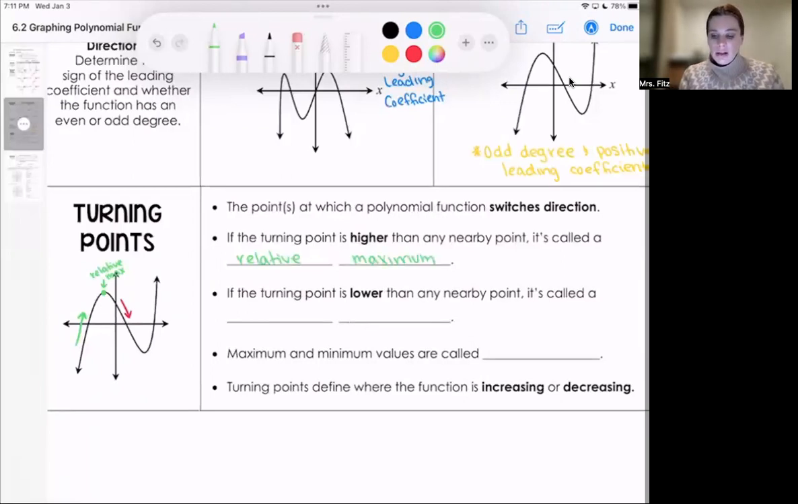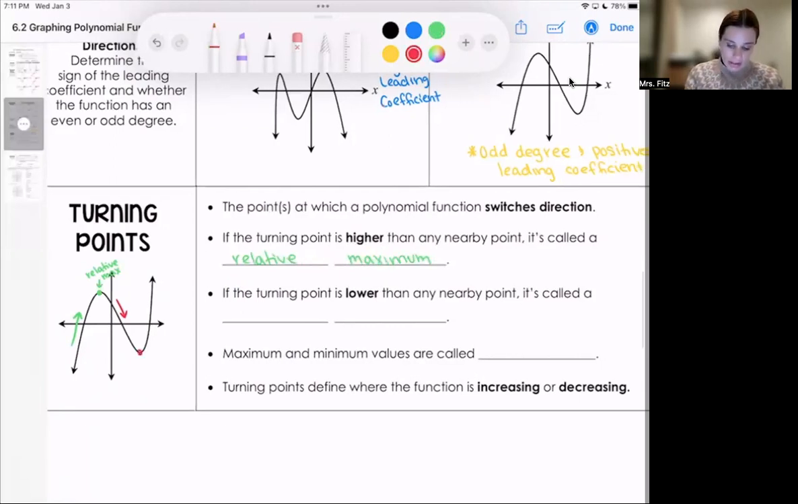Now over here, you notice down here, it changes actually from decreasing to increasing. And so that right here is called a relative minimum. And so if the turning point is lower than any nearby point, it's called a relative minimum.